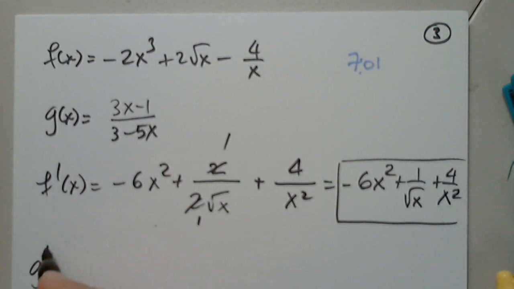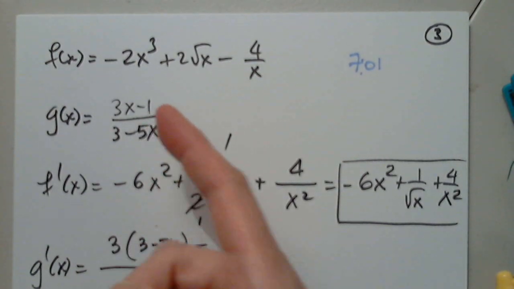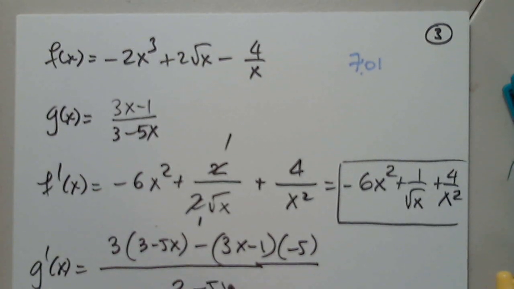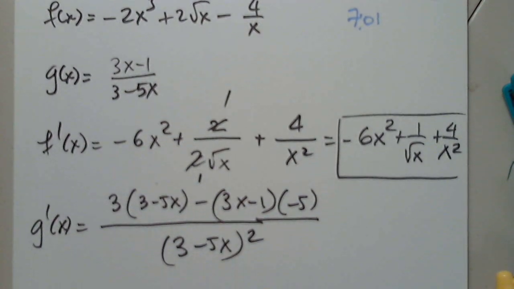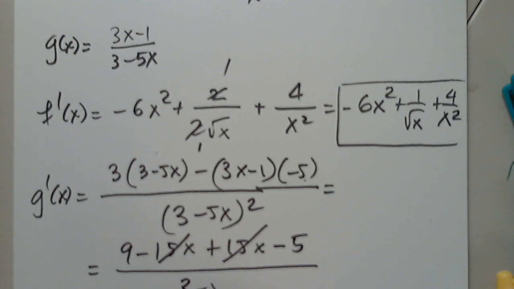Now on g prime, the numerator prime is 3. So I have 3 times 5x minus the numerator times the denominator prime, which is negative 5, over the denominator, which has to be squared. Now I distribute, so I get 9 minus 15x, but then I have plus 15x, and 3 negatives will make a negative. These two go away. 9 minus 5 is 4.